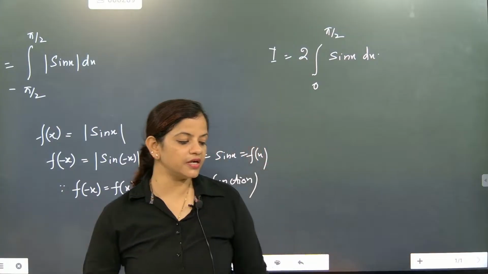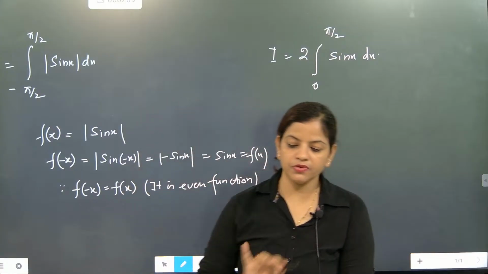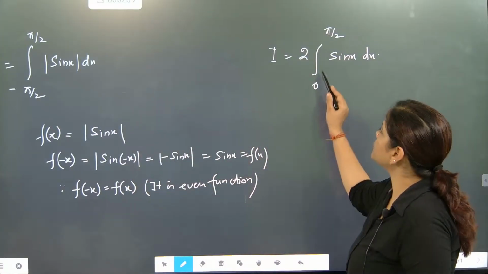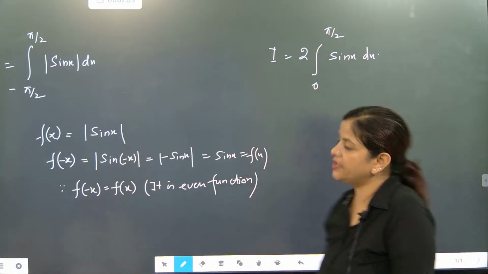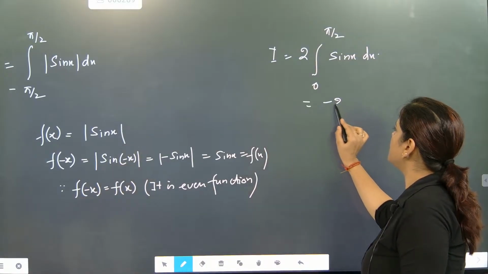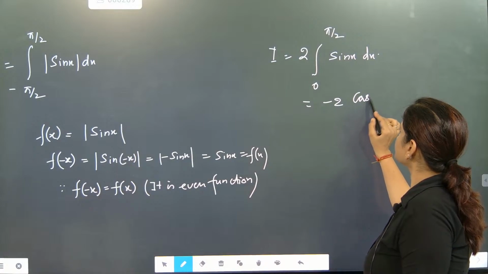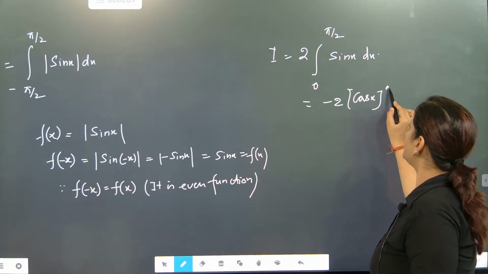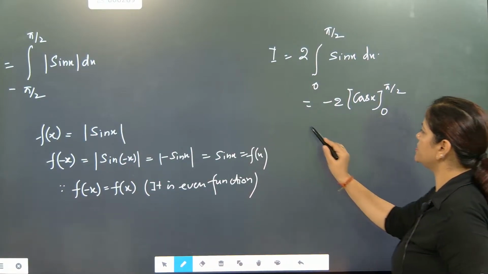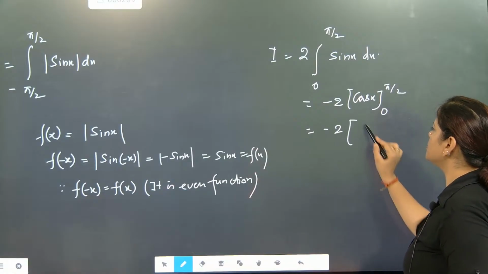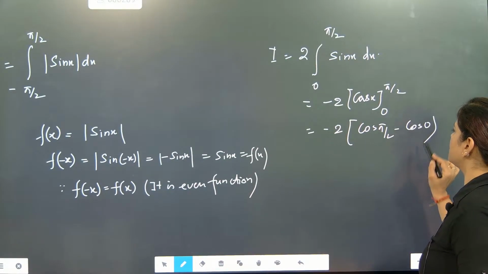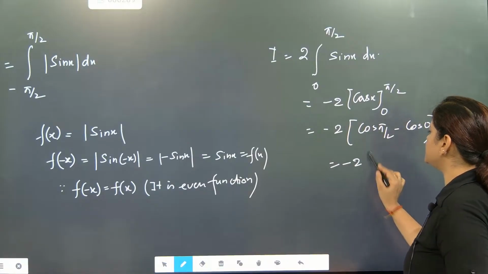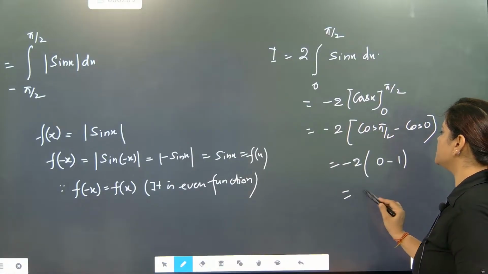sin x dx. At that time direct solving is there, you need not do anything. Even function means 0 to pi by 2, upper limit will come, 2 will be there, and this part sin x will give you minus 2 cos x. Upper limit is pi by 2, lower limit is 0. So it will come minus 2 times cos of pi by 2 minus cos of 0. So here it is coming as minus 2 times 0 minus 1. Answer is coming as 2.